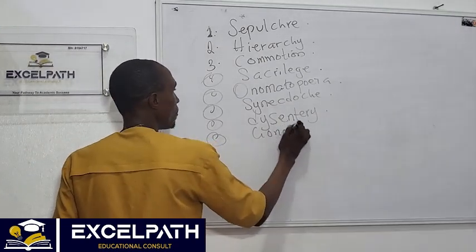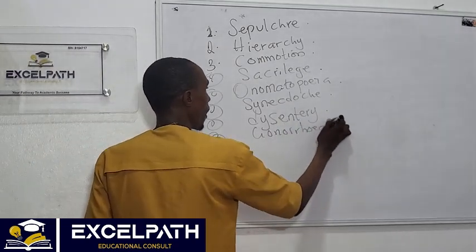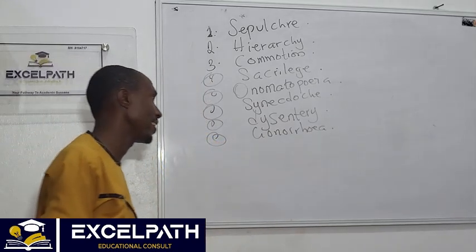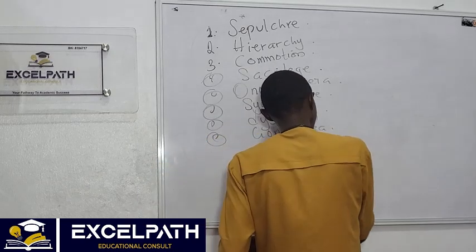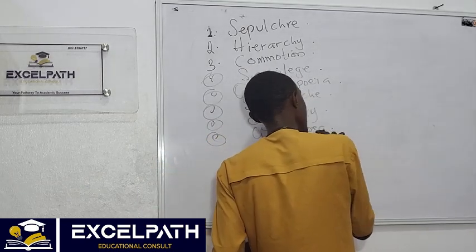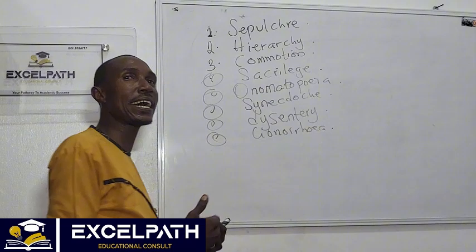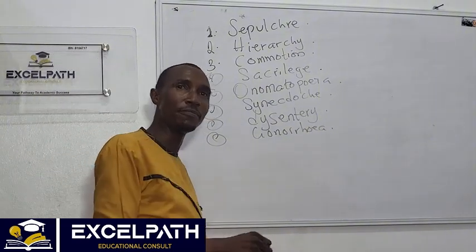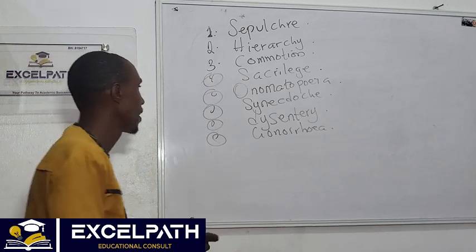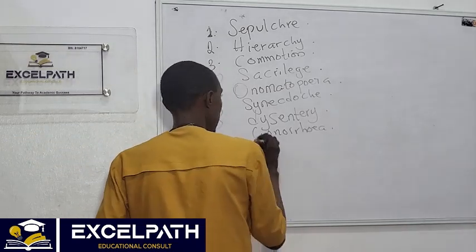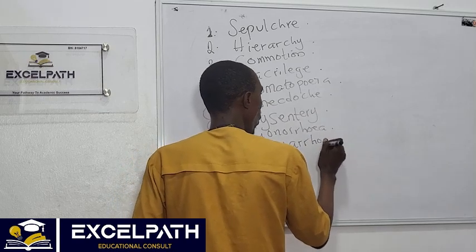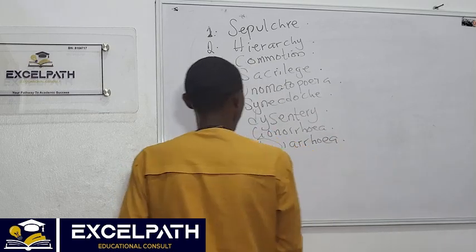The word gonorrhea. Gonorrhea is R-R-H-O-E-A. If you write H-E-A, then that is American spelling. But we are talking about British spelling. Then the next one is diarrhea. Same thing, H-O-E-A.